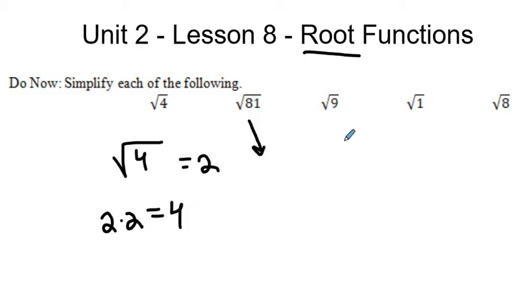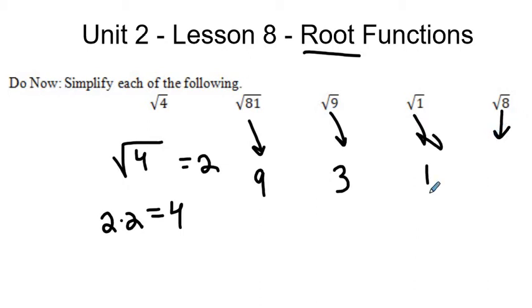These ones are also square roots. I'll give you guys a second to find the square roots of each of these that you can. Alright, so the square root of 81 is 9. The square root of 9 is 3. The square root of 1 is 1. And the square root of 8 is, actually that is not a perfect square.